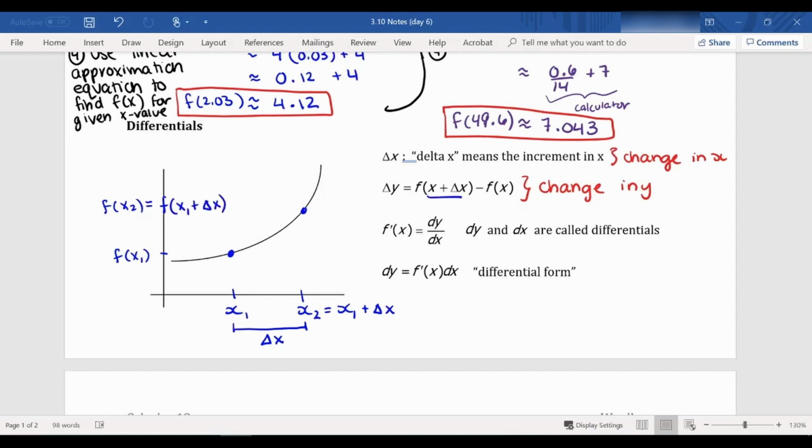So my change in y is always y2 minus y1. This is my y2. This is my y1. So if I do y2, I can write that as f of x1 plus delta x minus f of x1. So this here would be my delta x on the bottom. This here would be my delta y.